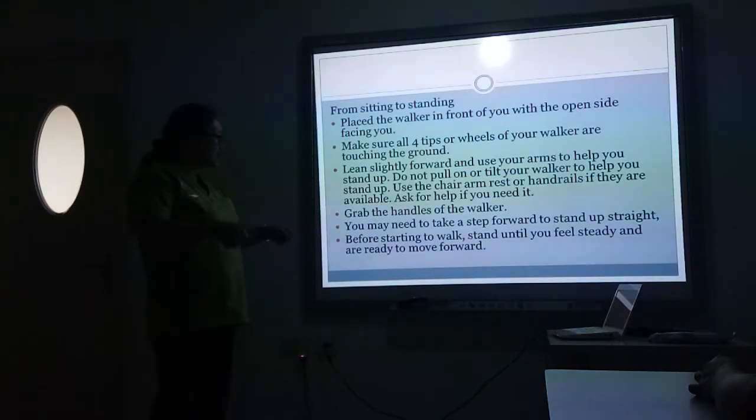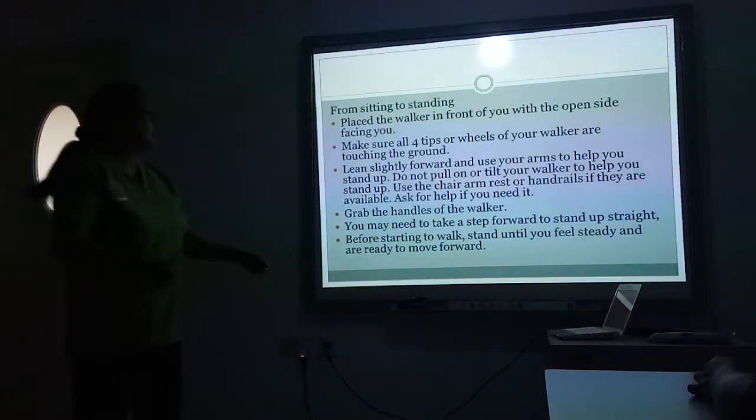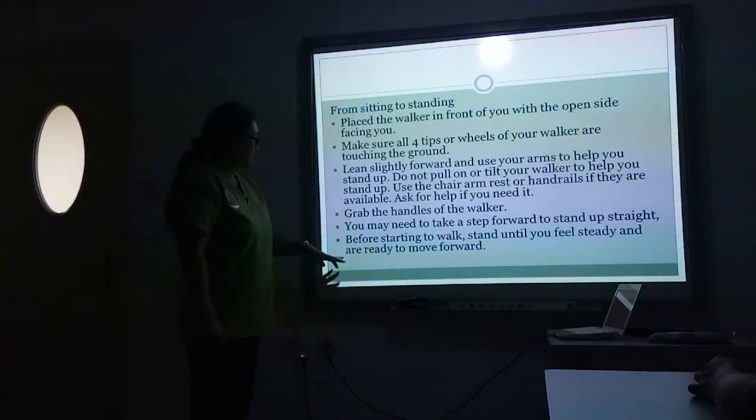So once naka-stand up ka na, okay, before starting to walk, stand until you feel steady. Okay? Pakiramdam mo kung okay na ba yung pagtayo mo na you're ready to use the walker. Hindi na yung pagtayo mo, lakad-lakad. No? Okay. Then, are ready to move forward.